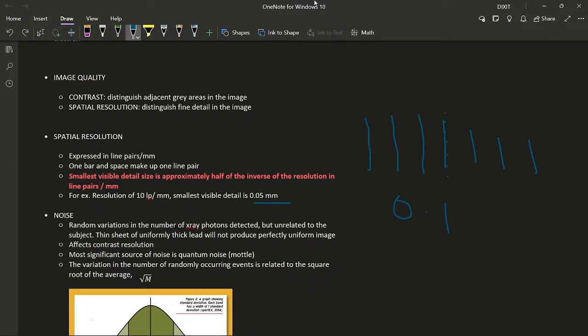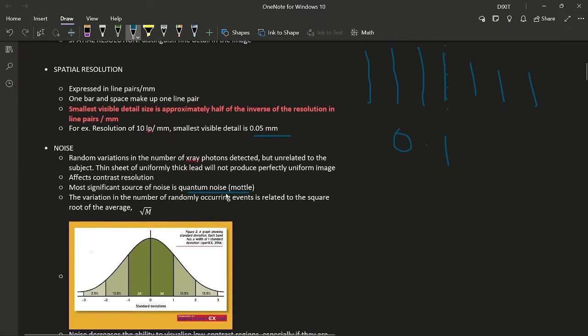The most significant source of noise is quantum noise. Noise can be because of the digital imaging system as well as because of the random nature of events like x-ray production or x-ray detection. Even if you are imaging the same object, every time the number of photons detected in the film will be slightly different, because all of these processes depend on probability, and that variation because of probability is known as quantum noise.